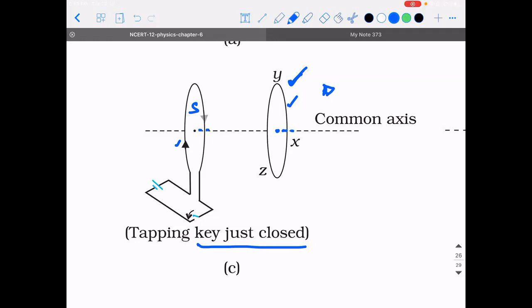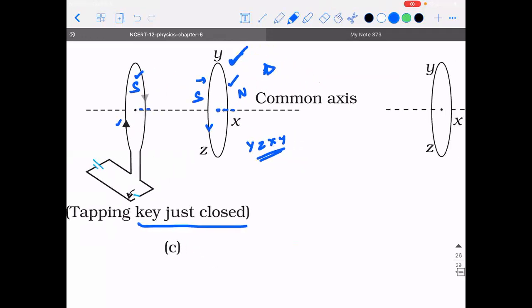When it is south facing, the south pole is this side and the flux is increasing. This side will be south pole and this side will be north pole. When it is north pole, what is the direction of current? Anti-clockwise. So what will be the answer? Sir, YZXY. Are you guys able to visualize it?